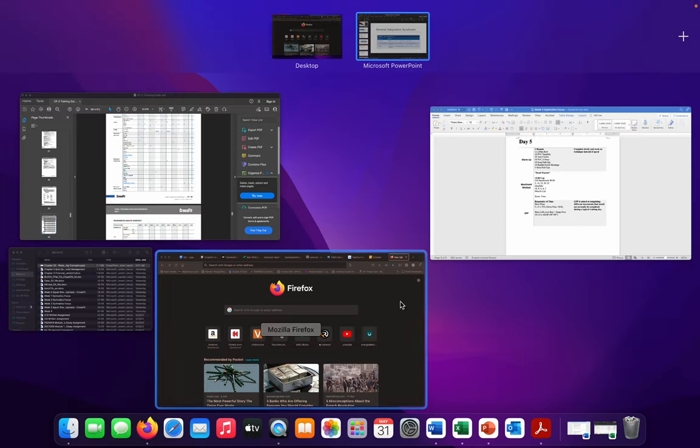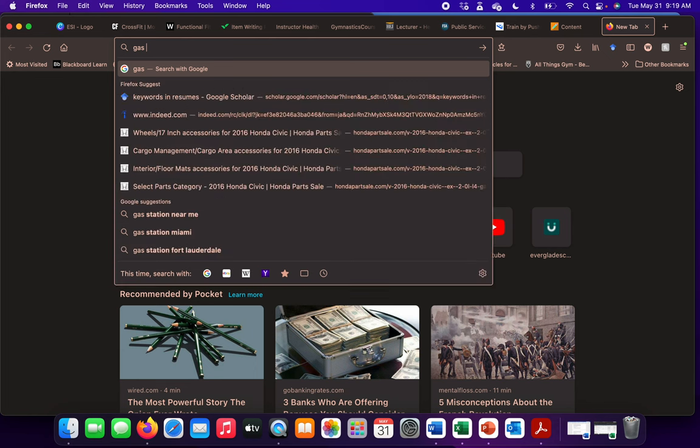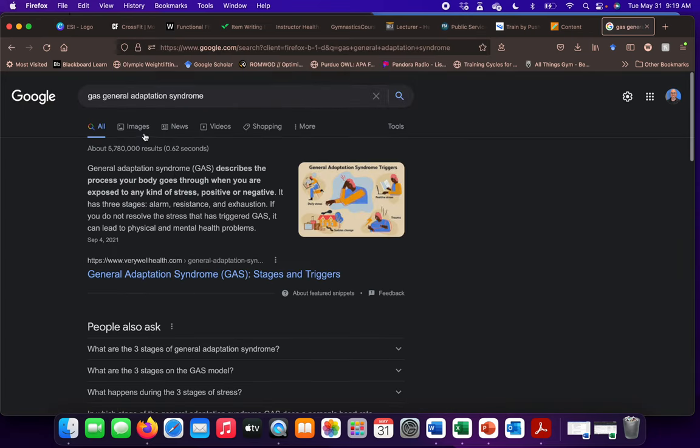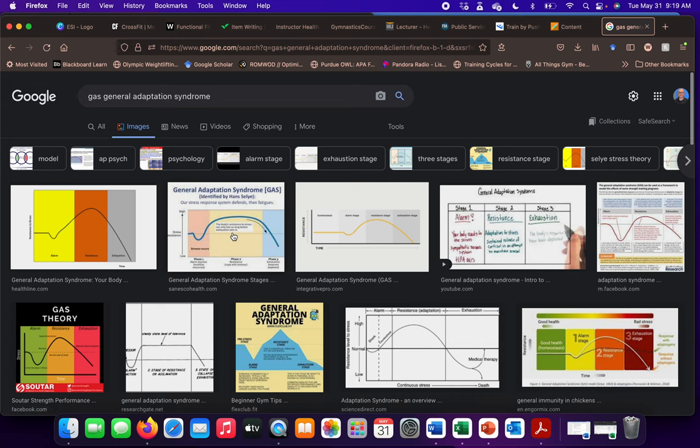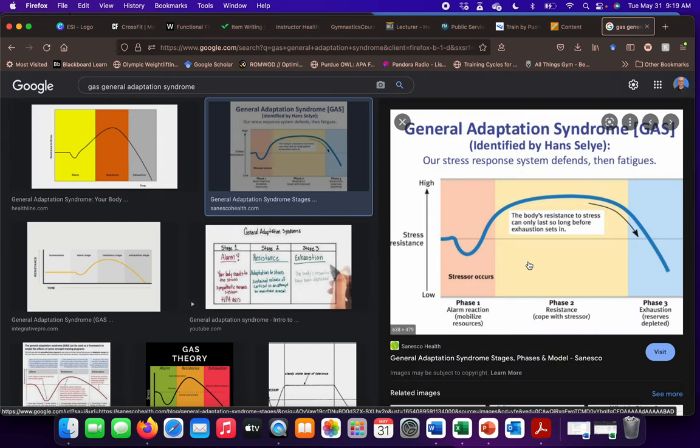So if we looked at it from a search standpoint, GAS or general adaptation syndrome, if we type that in and just go into your images, what you're going to see here, for example, just so you can see where we're at, there's your phase one, there's your alarm. See your stress? You dip down because you're like, oh boy, what's going on here? Then your body with resistance learns how to cope with that stress. If you notice on the left side of the stress resistance, as you put more strain on the body, our body is able to adapt to it.